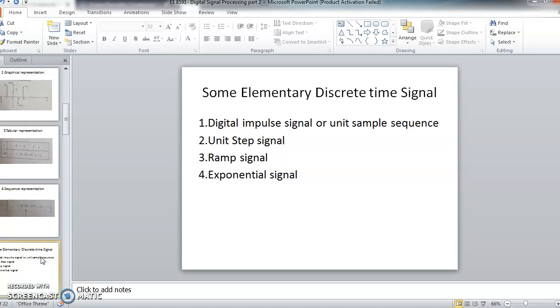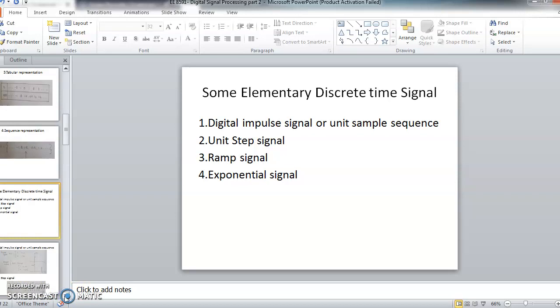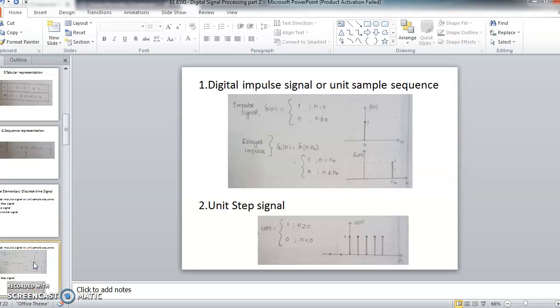Next, what are the elementary discrete time signals? Basically all signals are built from some basic signals. In digital signal processing, these are the elementary discrete time signals. First one is the digital impulse or unit sample sequence. Second one is the unit step signal, and the third one is the ramp signal. The impulse signal is always represented by the letter del of n.